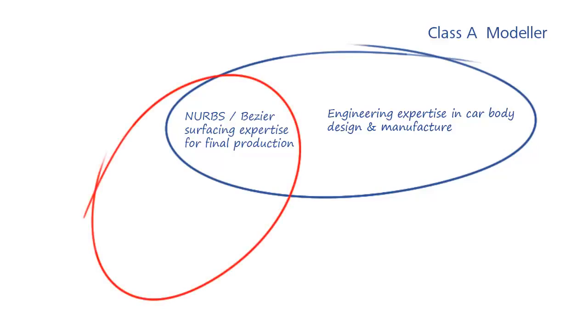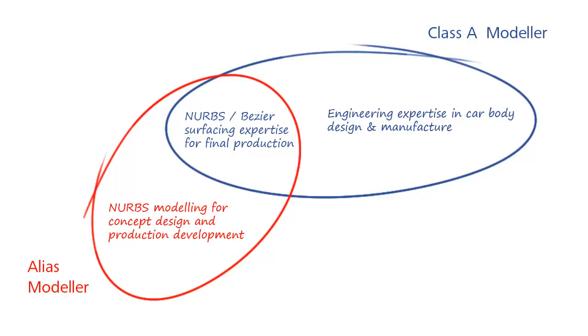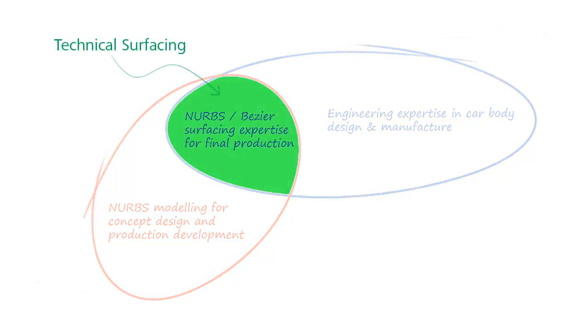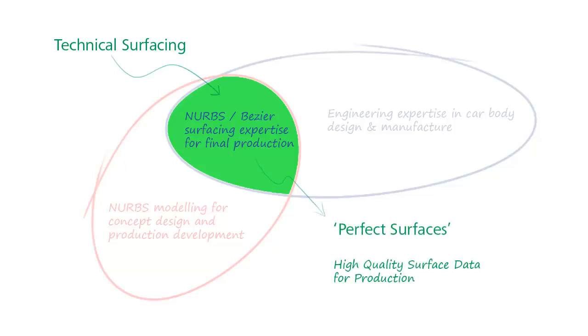And equally, an Alias professional has a range of skills, and may use the software for rapid concept development, for detailed design, but also for production quality surfaces. And it's where these two professions overlap that I will use the term technical surfacing to describe the tools and techniques for crafting high-quality surface data for production.